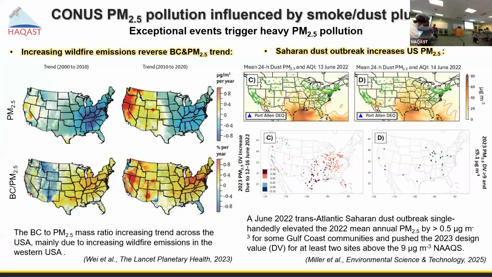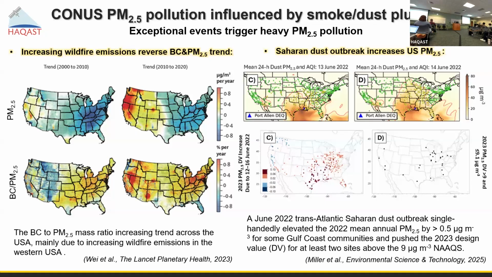A lot of studies have shown that the PM2.5 pollution in the continental US, CONUS, is significantly influenced by smoke and dust plumes. For example, by analyzing the long-term data of black carbon and PM2.5 concentration derived from a machine learning method, we found that the increasing wildfire emissions reversed the black carbon and PM2.5 trend from decreasing to increasing in the Western US since 2010.